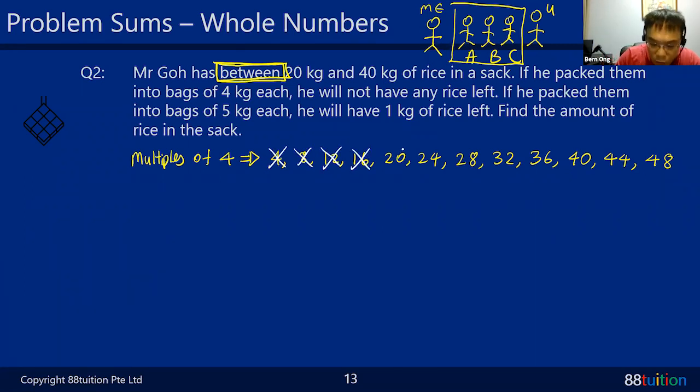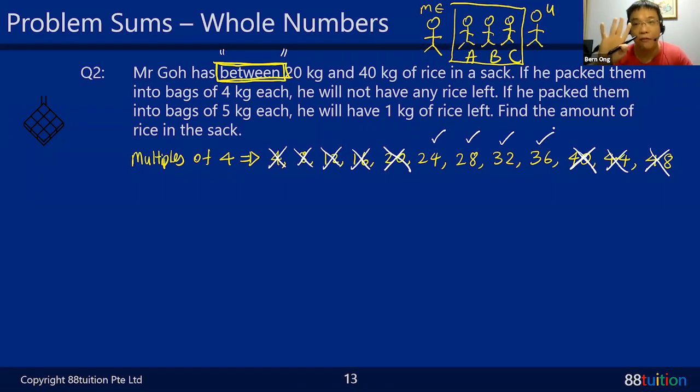20 itself also cannot. How come? Because the keyword is between. Between means in the center of 20 and 40. So 20 cannot be an answer. 40 also cannot be an answer. 44, 48 cannot. So the possible answers can be 24, 28, 32, 36. There are 4 possibilities.